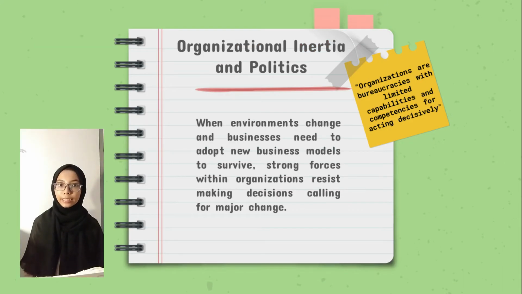The next one is organizational inertia and politics. Organizations are said to be bureaucracies with limited capabilities and competencies for acting decisively. When environmental change forces businesses to adopt new business models to survive, strong forces within organizations resist making decisions calling for major change. Decisions taken by a firm often represent a balancing of the firm's various interest groups rather than the best solution to the problem.